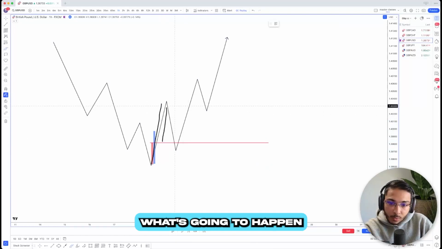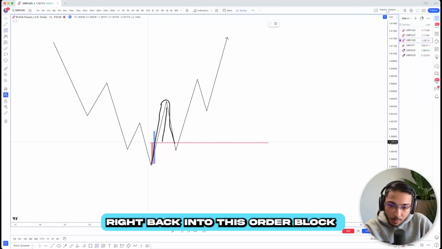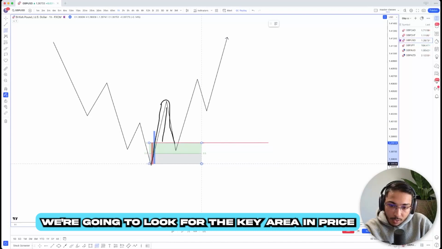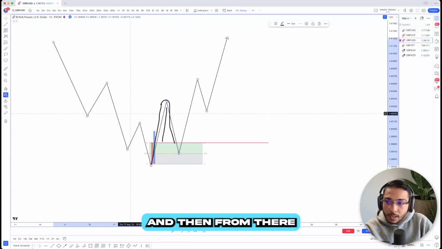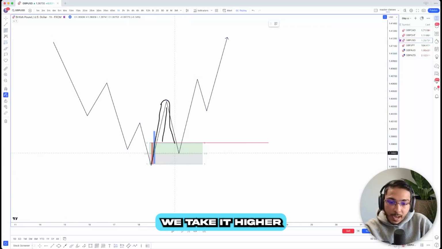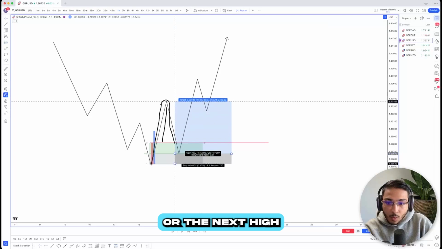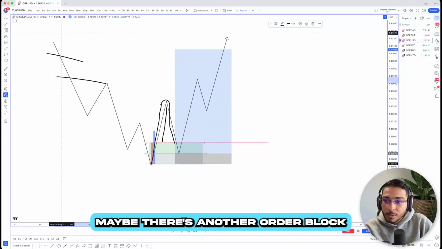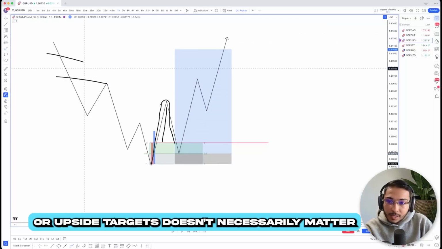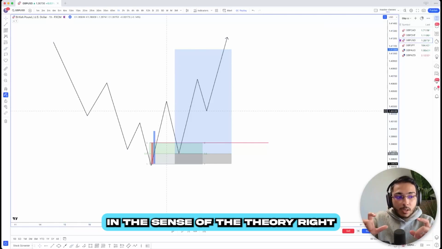Now, once again, as this buy goes into profit, this sell goes into drawdown, and as price starts to form a retracement, what's going to happen is they're going to come right back into this candle, right back into this order block. We're going to measure it out. We're going to look for the key area in price. We're going to look to get in somewhere in the zone. And then from there, we take it higher to either the previous high, or the next high, or maybe there's an imbalance up here. Maybe there's another order block, whatever, upside targets. It doesn't necessarily matter, but that is how you're going to identify them in the sense of the theory, right?